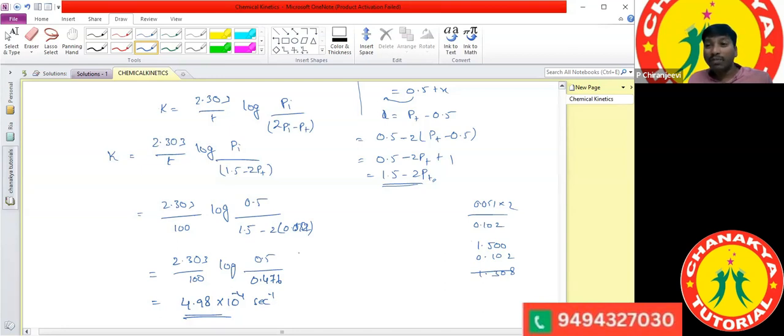But simple decimal values are there, log 2, log 3 and all. That you have to learn by heart only. That they won't give. What are the decimal answers you are getting for that only they will give in the examination. Now you are asking, sir, what is the log value of 0.476 here? That I can't say. Then we have to do the calculation only.